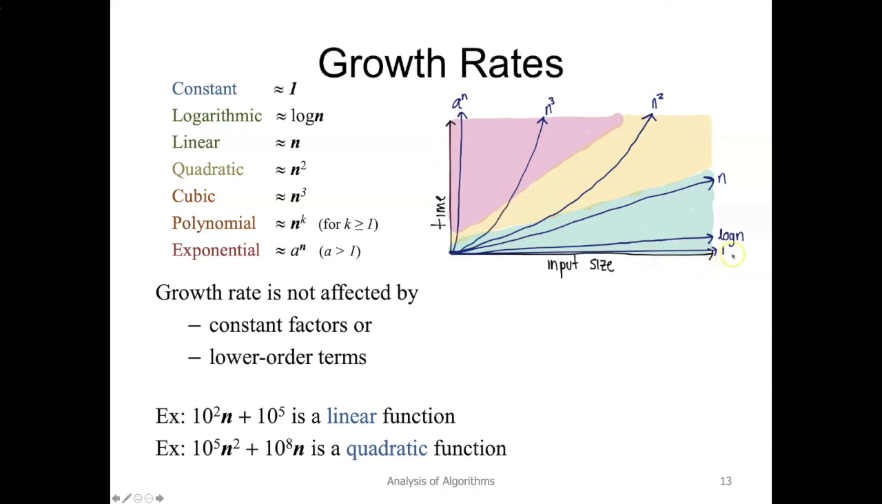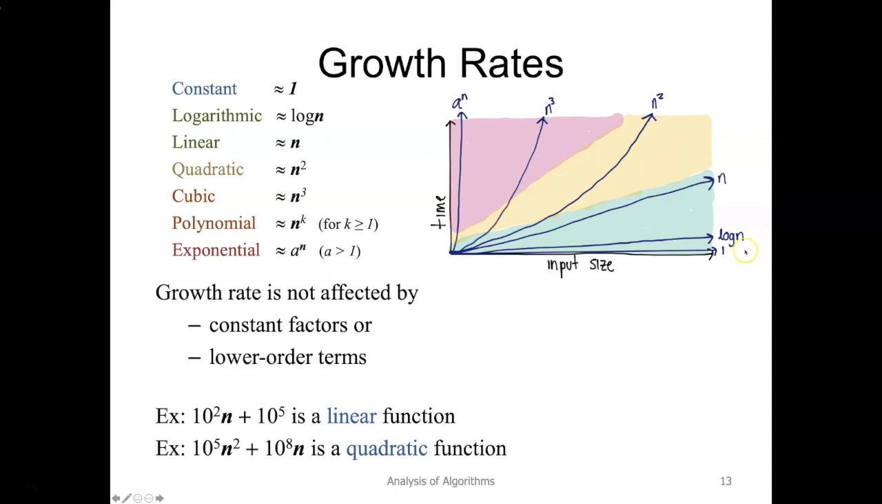So here we have a constant function. This means that it doesn't matter what n is, we're still going to have the same number of primitive operations. It doesn't depend on n at all, in fact. This is ideal. If we have a constant function, this is great. It doesn't matter how large our input is, it will always run in constant time.